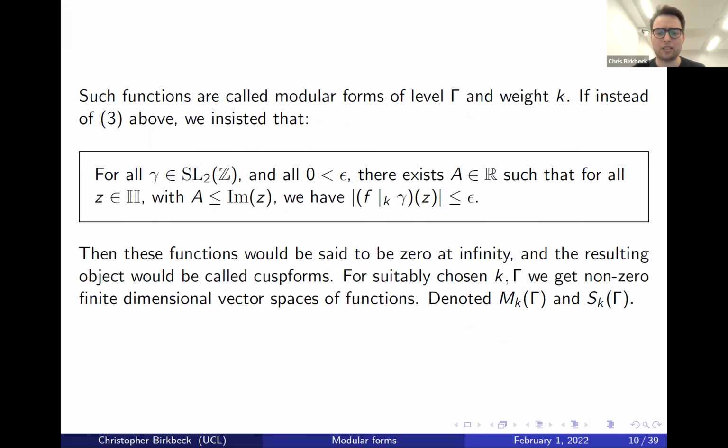We call this the space of modular forms of weight k and level gamma. And there's a nice subspace of this that we care about a lot, which are called the cusp forms. You obtain these by changing this bounded at infinity condition for a zero at infinity condition, which is quite similar. It just says for every epsilon greater than 0, if you're high enough in the imaginary direction, then you want the values of your function to be bounded by epsilon. So you're just saying that the function is tending to 0 as you go up to infinity. And this is a nice vector subspace of my space of modular forms.